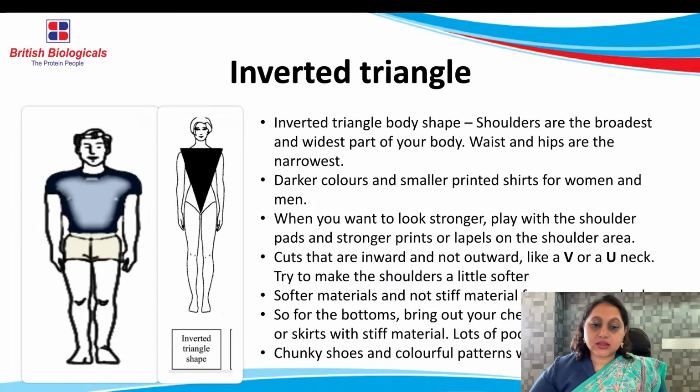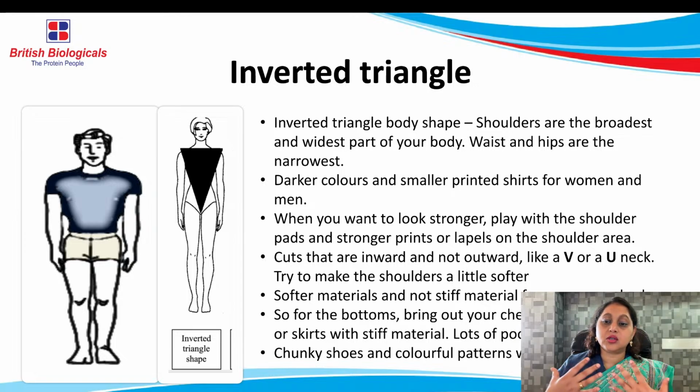we have the inverted triangle. The inverted triangle is a variation for the men, because an inverted triangle will be the ideal shape for a man, but when the shoulders are too heavy or very, very broad, then again it counters the lower part of the body a lot. So we have to make sure that it is not too broad.